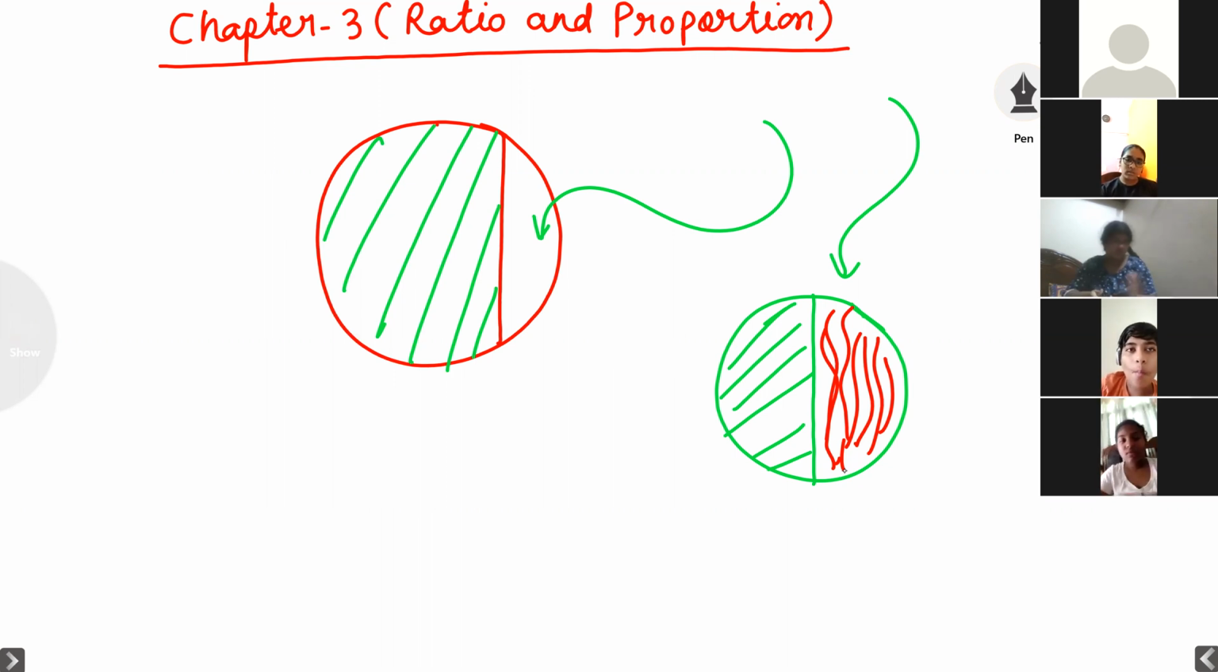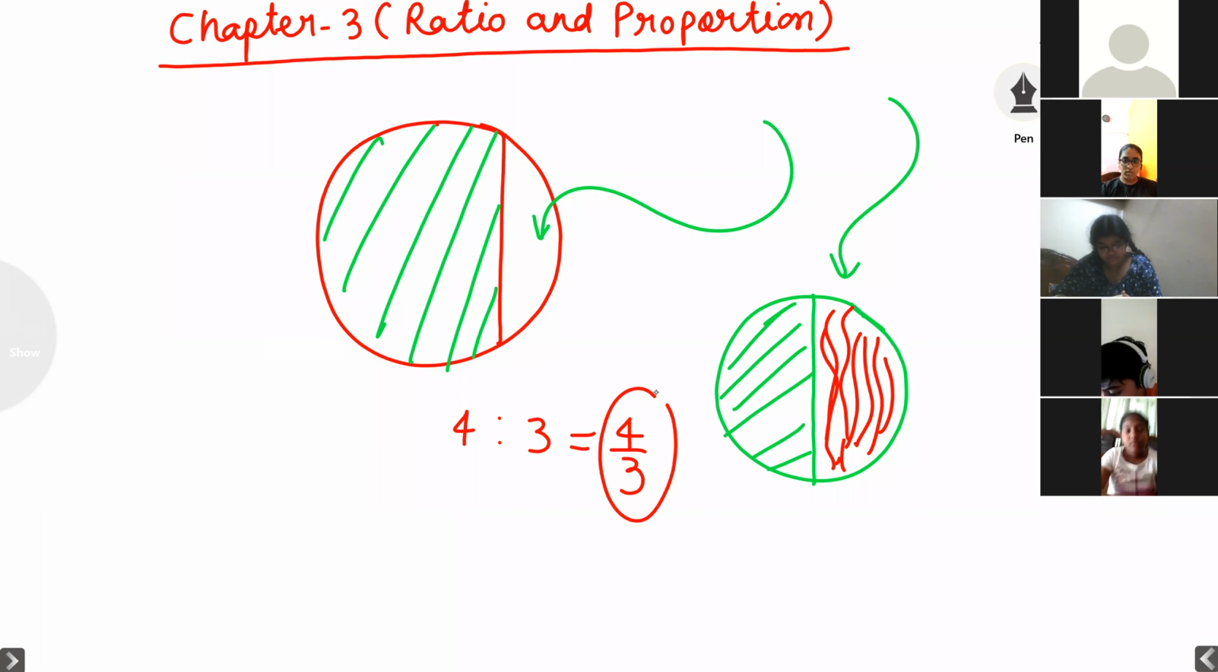Now how is a fraction related to ratio? Ratio is nothing but a special type of fraction. Just now I gave one example: I was very hungry, today I ate 4 chapati, and the next day 3 chapati. Here it is 4 is to 3. What is the meaning of 4 is to 3? It is nothing but 4 by 3. And 4 by 3 is a fraction. This means ratio is nothing but a special type of fraction. Understood? Now I am coming back to my topic.